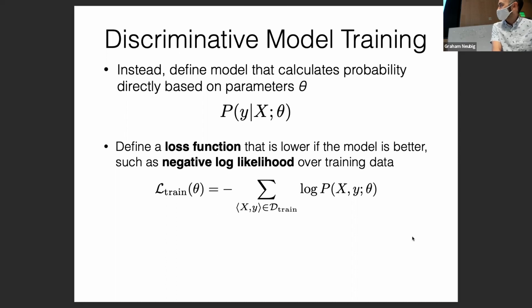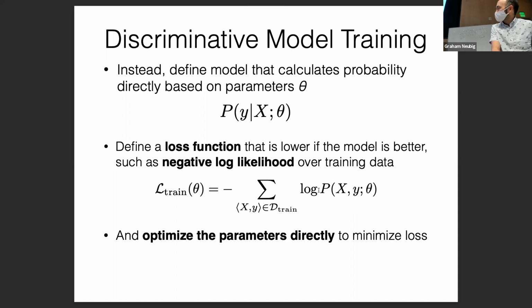I have a typo there, sorry. I made these slides kind of late at night. But this should be the probability of y given x. It should be this probability up here. And then we optimize the parameters directly to minimize the loss. So once we have this loss function defined, we try to find the parameters that minimize the loss.